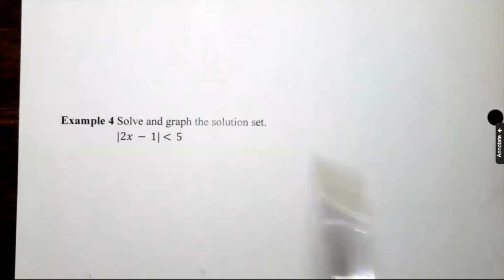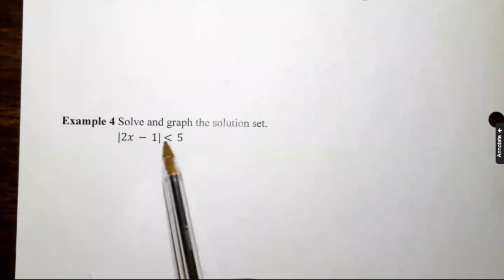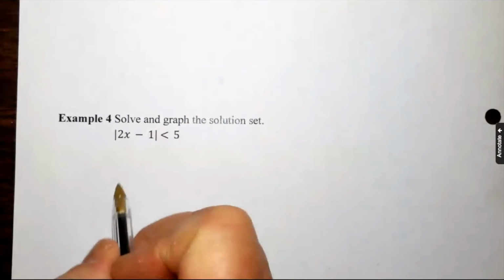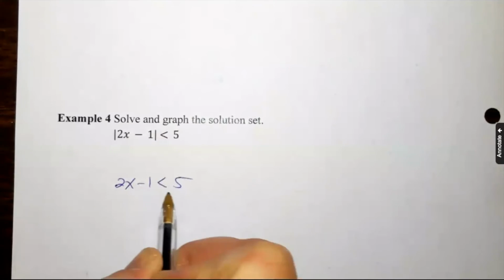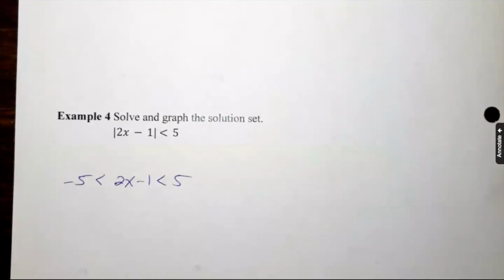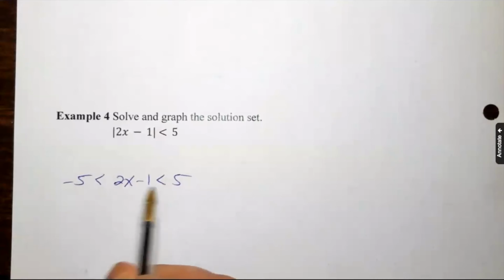Here we go again. The absolute value is isolated. There's nothing out front being multiplied. There's nothing behind the absolute value being added or subtracted. We're ready to set it up. 2x minus 1 is less than 5. Slide the sign over and put the opposite of 5. We have a 2-step compound inequality to solve.